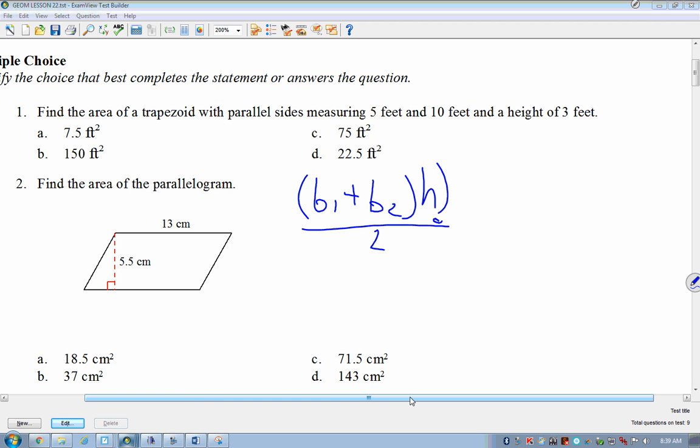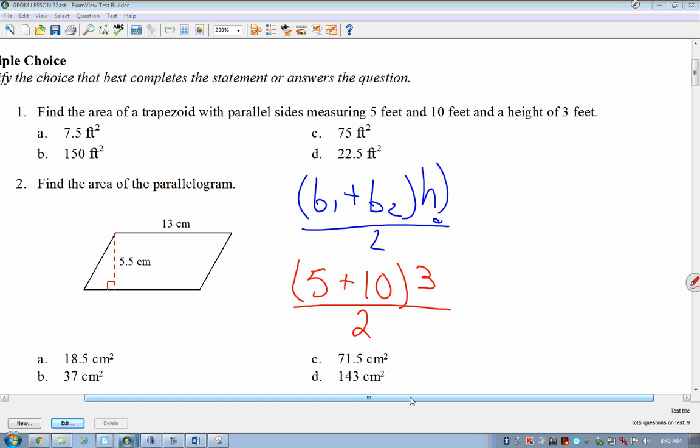Okay, so that's our formula. Let's take the information that exists up here and substitute in. What do you want to put in for B1? 5. What do you want to put in for B2? 10. What are we using for our height? 3. Dividing by what? 2.